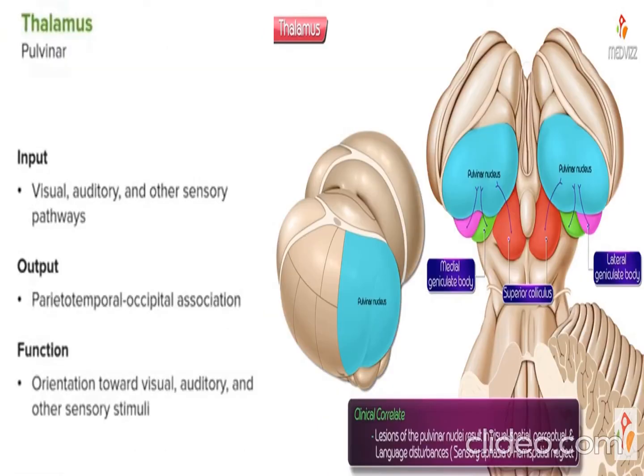The next is pulvinar. Pulvinar nucleus receives its afferent fibers from medial and lateral geniculate bodies and sends its efferent fibers to the hearing and the visual cortex, and its function is it helps in orientation towards visual, auditory and other sensory stimuli.